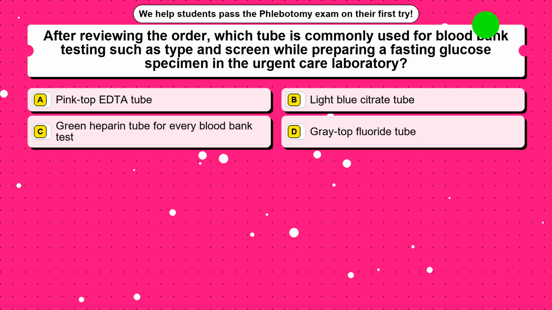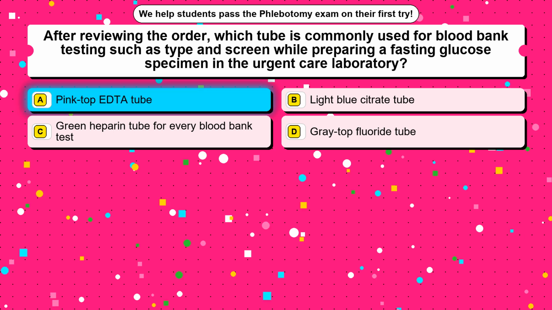Question 30. After reviewing the order, which tube is commonly used for blood bank testing such as type and screen while preparing a fasting glucose specimen in the urgent care laboratory? Option A, pink top EDTA tube. Option B, light blue citrate tube. Option C, green heparin tube for every blood bank test. Option D, gray top fluoride tube.